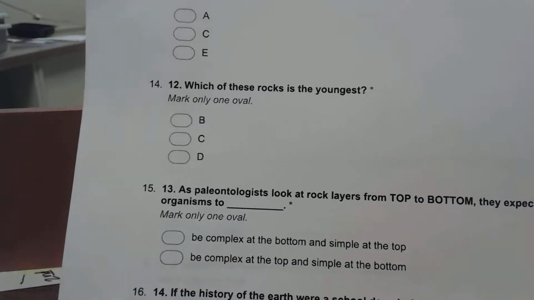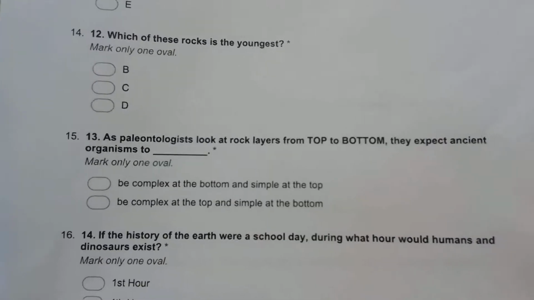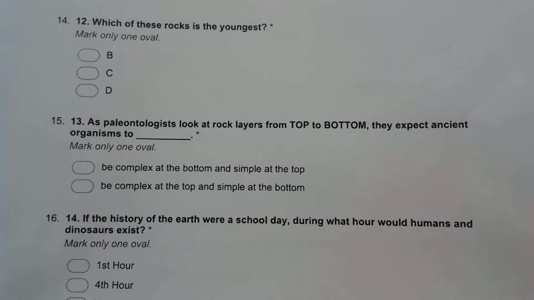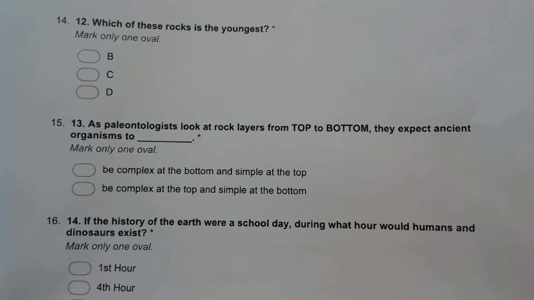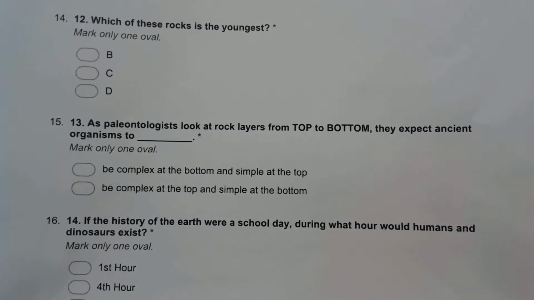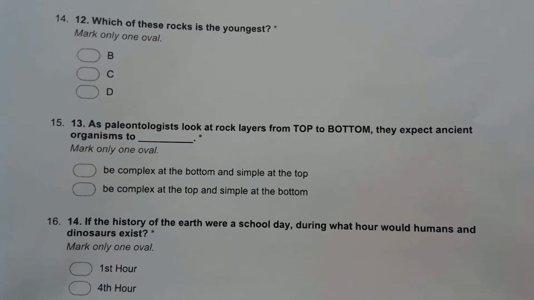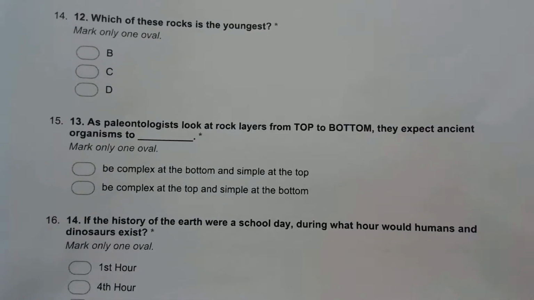Number 13. As paleontologists look at rock layers from top to bottom, they expect ancient organisms to be complex at the bottom and simple at the top, or be complex at the top and simple at the bottom?